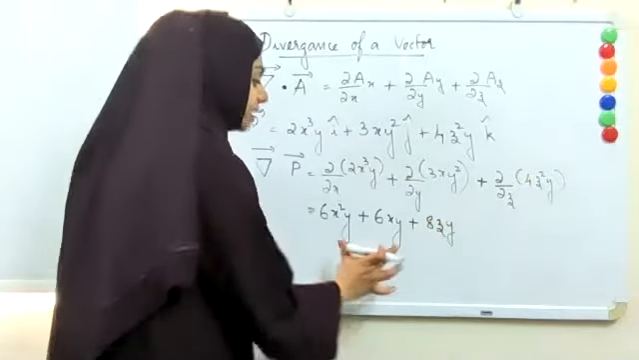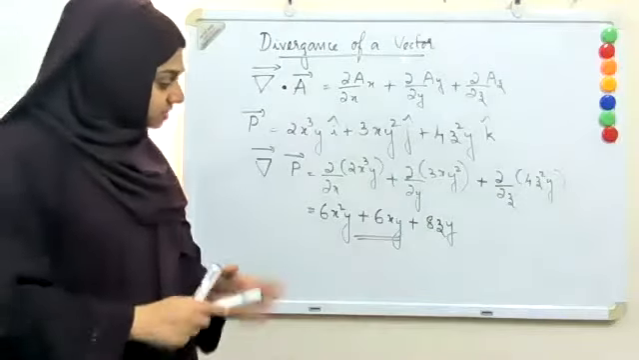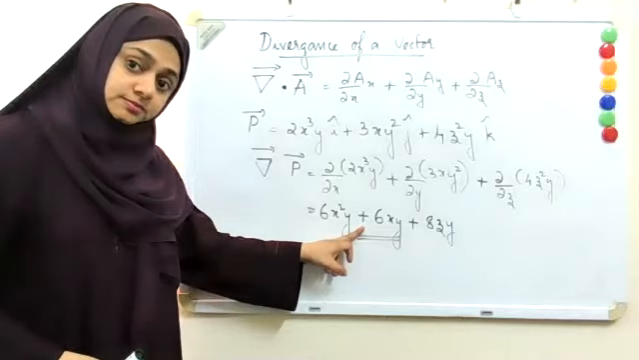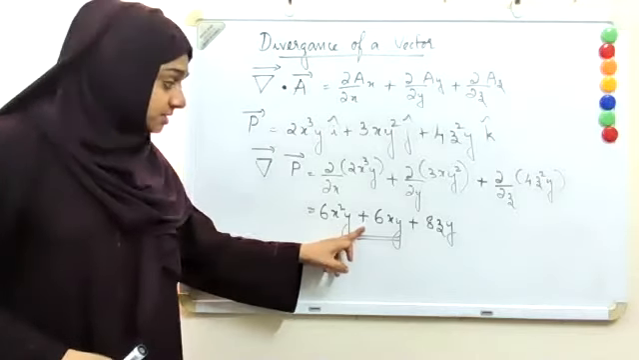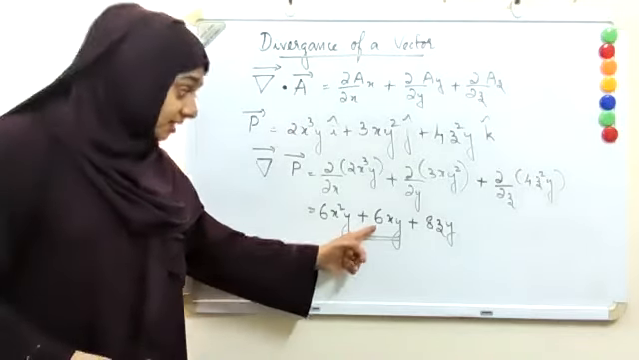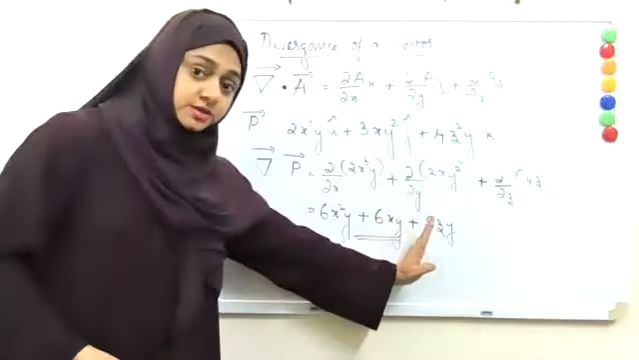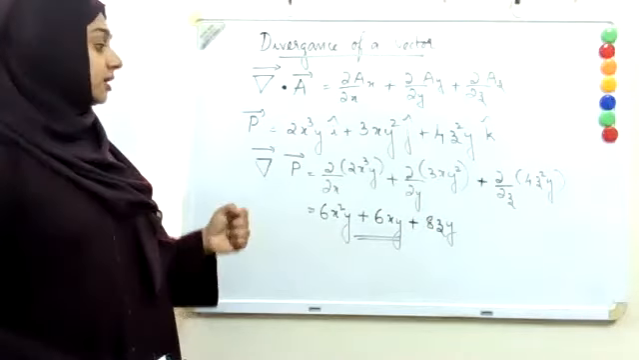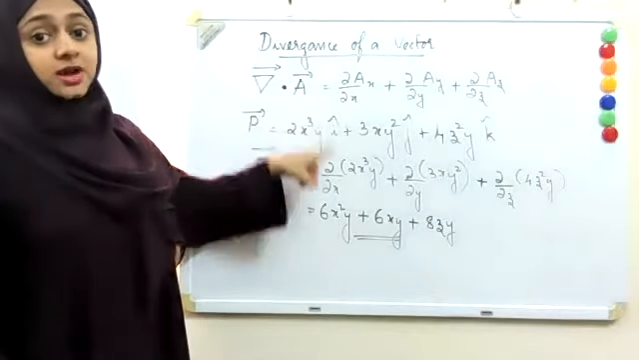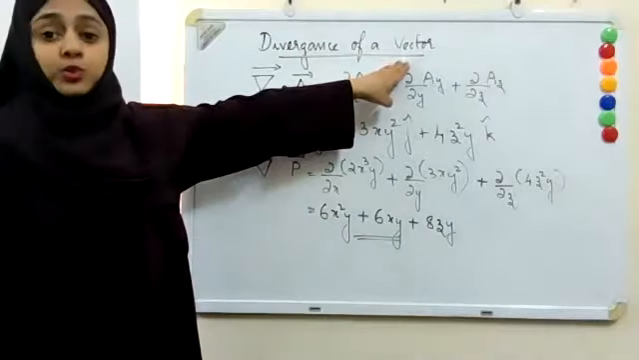Is that clear? Is this a scalar quantity or a vector quantity? Scalar, because there is no i, j, k. There are no direction vectors here. So this is a scalar. So in order to change a vector quantity to a scalar quantity, you can take the divergence of that vector.